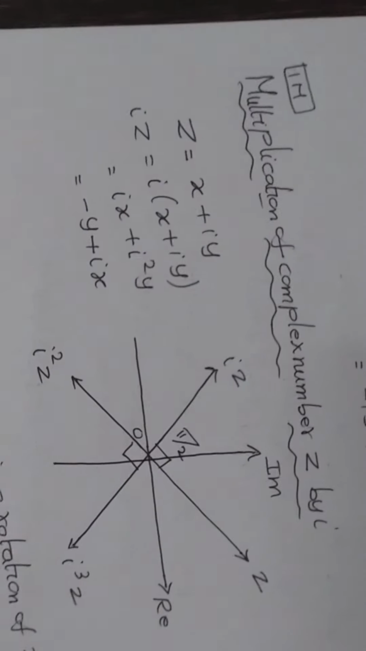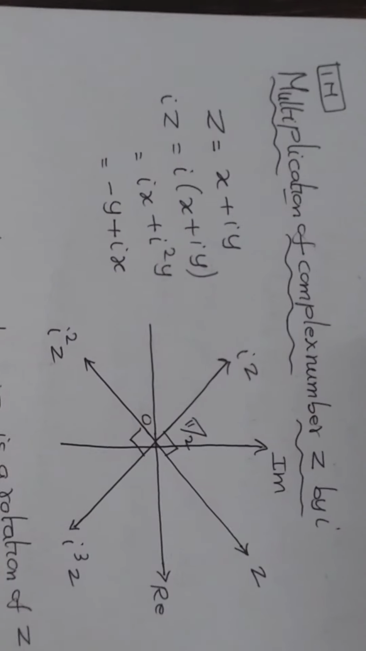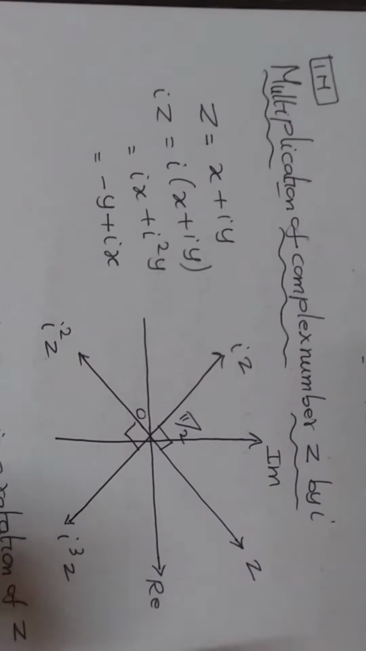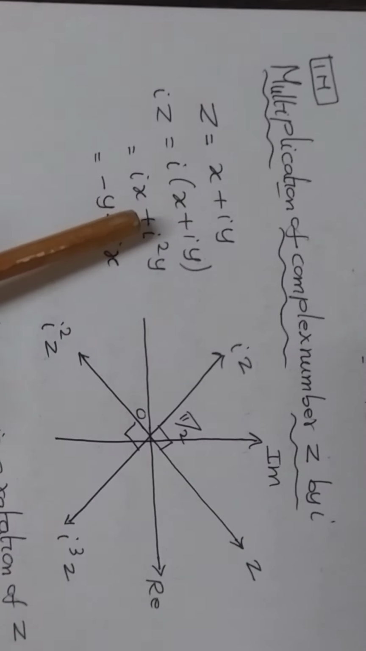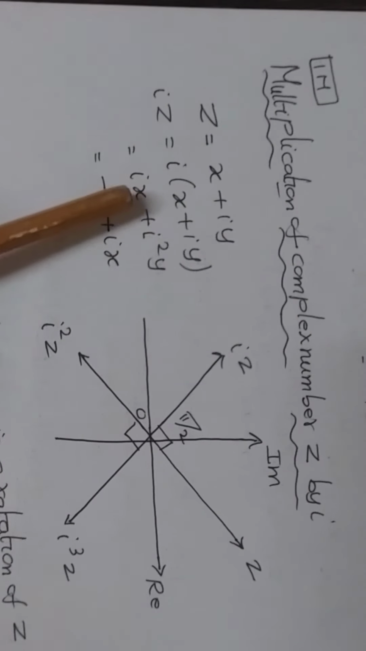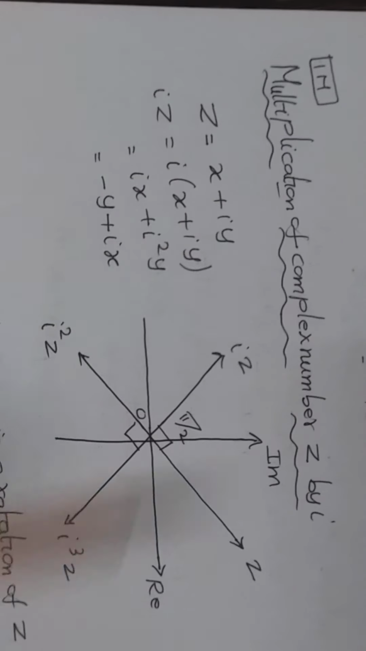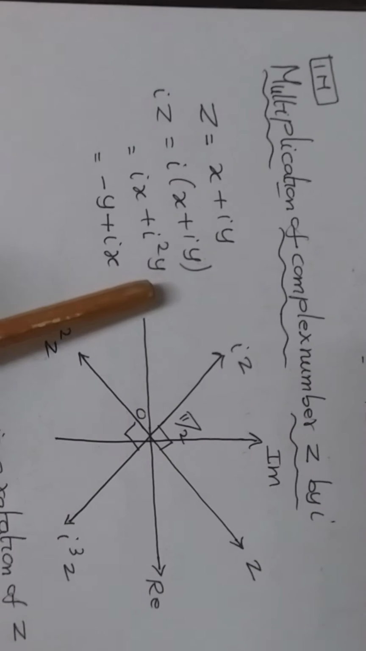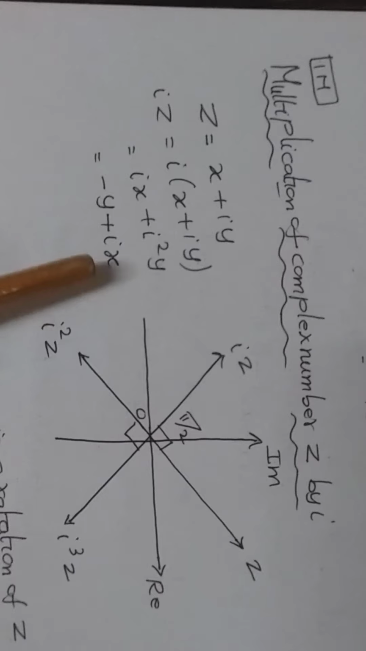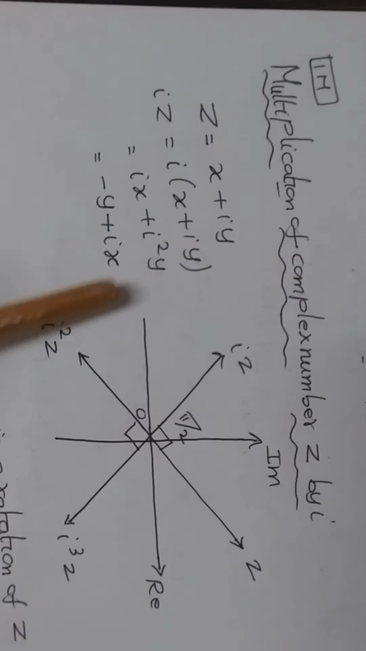Okay, so next one small concept is there, they might ask in 1 mark also. Suppose I am having a complex number z, and if I multiply that z with i, that means what? z is x plus iy, I multiply with i, then it becomes what? i into x is ix, i into iy is i squared y. So it becomes minus y plus ix. That means what? This is in which quadrant now? It is the second quadrant.